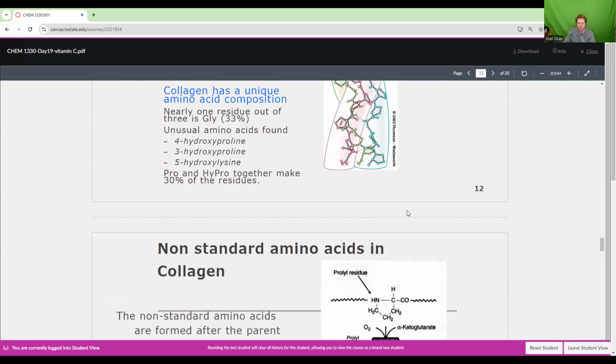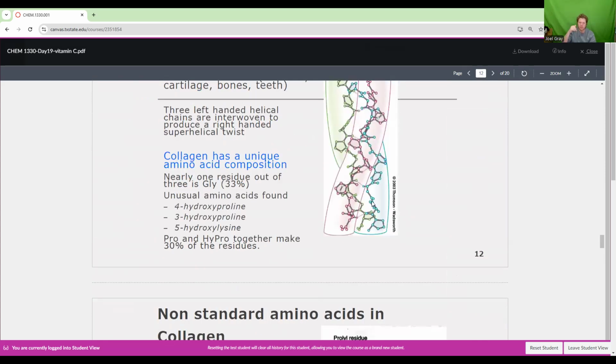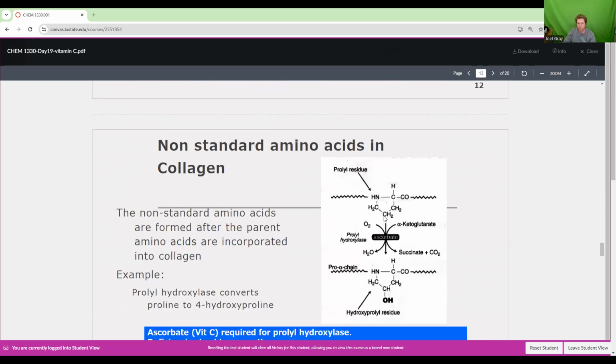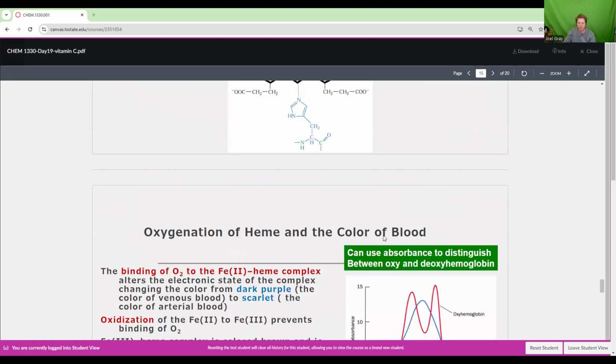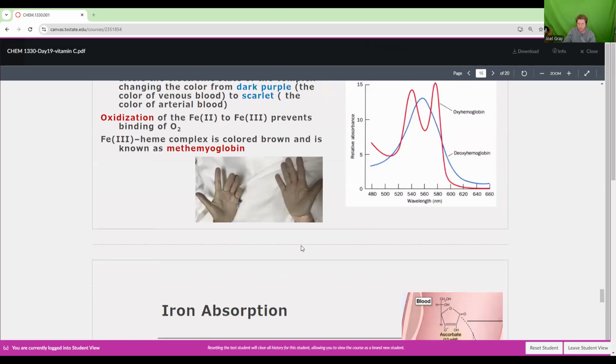And what it helps do is to take the amino acid proline and modify it to make a 4-hydroxyproline as well as a 3-hydroxyproline. So that's a variation of proline that's pretty essential for collagen formation. So it helps with wound healing. In addition to that, vitamin C helps your body maintain the proper composition of iron.